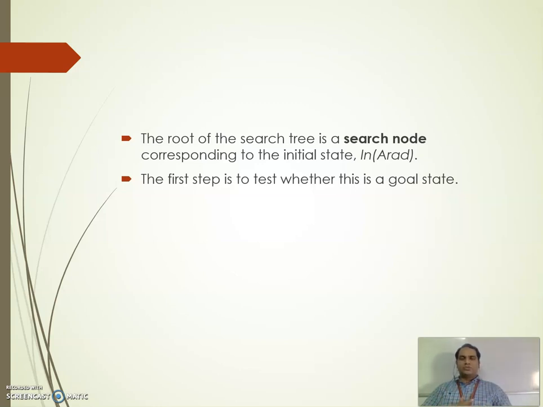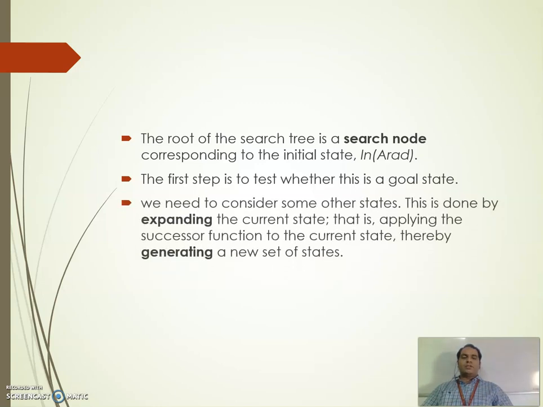The first thing I should do, if I am in a particular state, is check whether I have reached the goal or not. So the goal test is important because, based on the result, we need to continue our search. We need to consider some other states. If it is not a goal, then I need to go for other states. This is done by expanding the current state. What are the other states I can reach from the current state? That I need to consider.